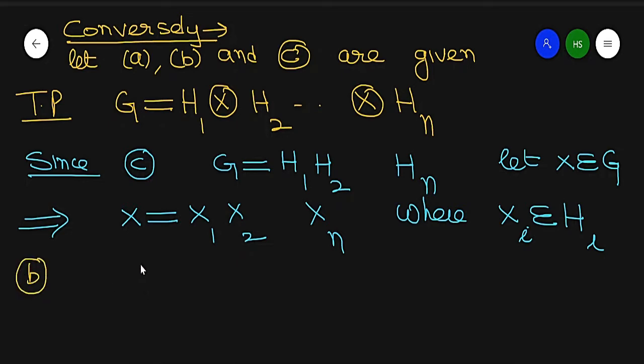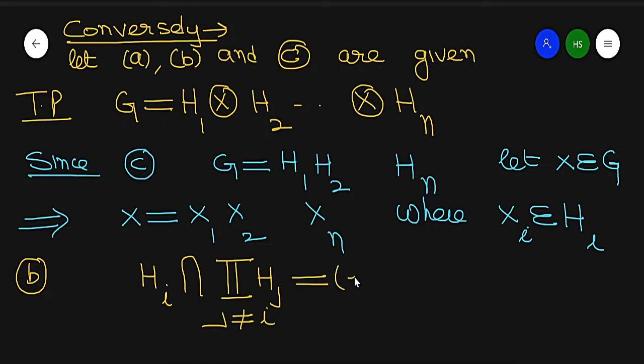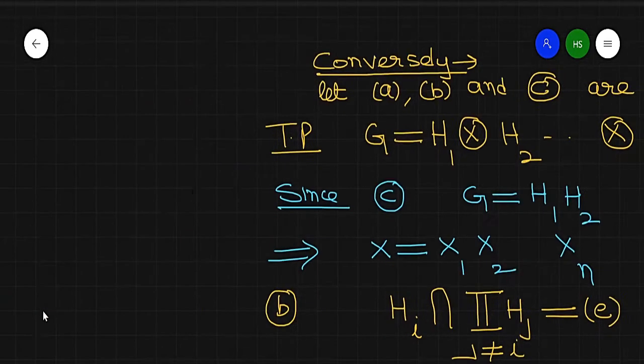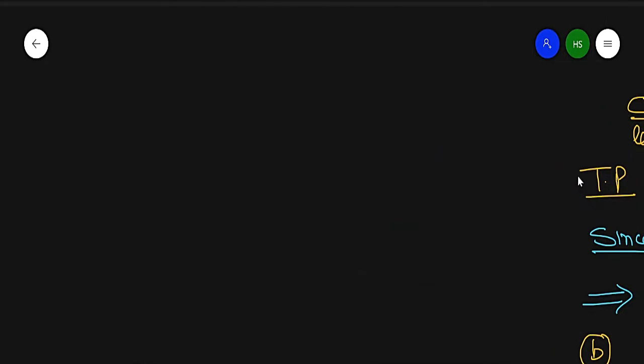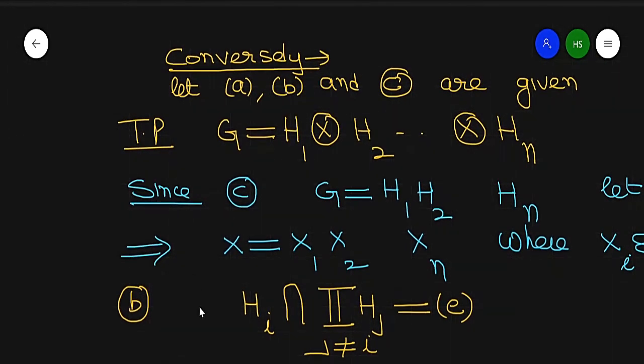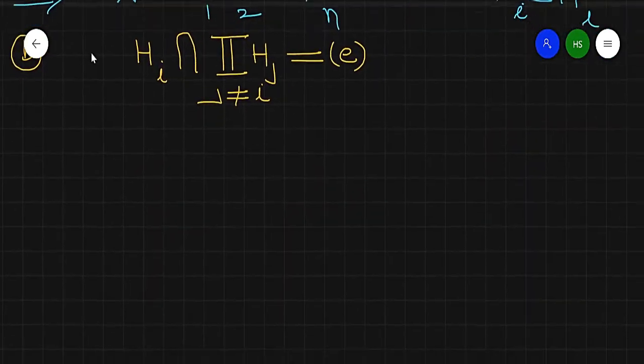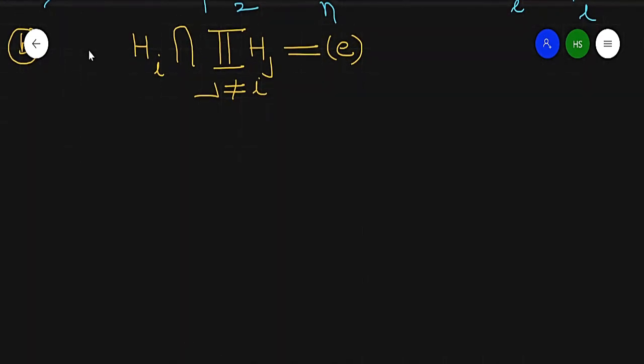So what is property number V? Property number V means the intersection of Hi with the product of Hj, where j is not equal to i, consists only of identity elements. So this intersection consists only of identity elements. Now prove the result. That is the given part.